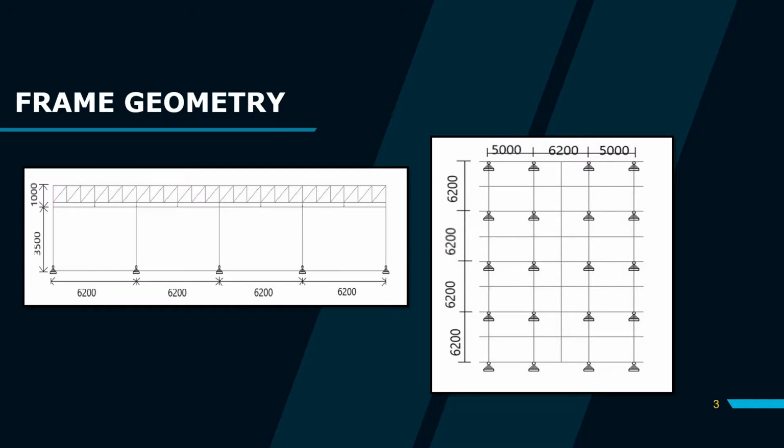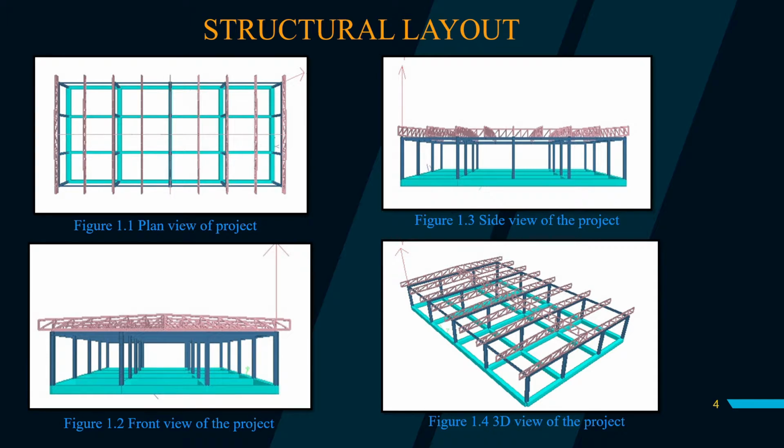So we go to the frame geometry. The method of the frame geometry implements the STAAD Pro drawing. This is from side elevation and this is from plan view. So we can go to the structural layout. Structural layout is from the STAAD Pro software. Figure 1.1 is plan view of project. Figure 1.2 is front view of the project. Figure 1.3 side view of the project. Figure 1.4 3D view of the project. You can see this. So that's all from me.